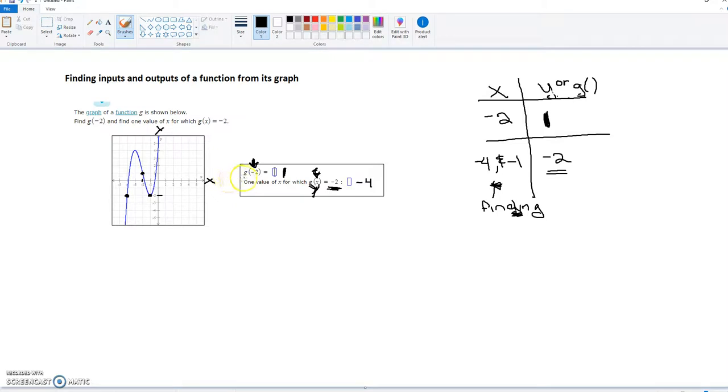And then this one, of course, this was our x. We're needing to find the y.